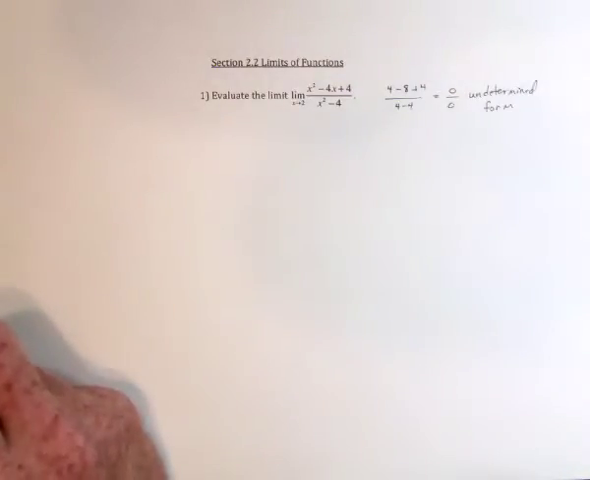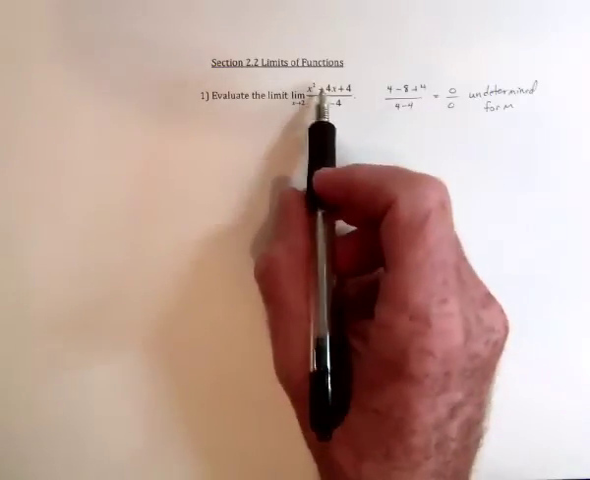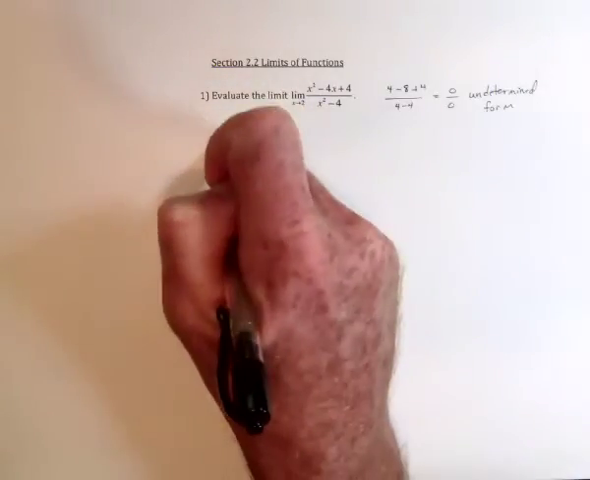0 divided by 0 really doesn't make sense. We don't really have a definition for that, so you really need to try something else. The next thing to try is algebra. So try to do some algebra on each one of these, like for example factoring.